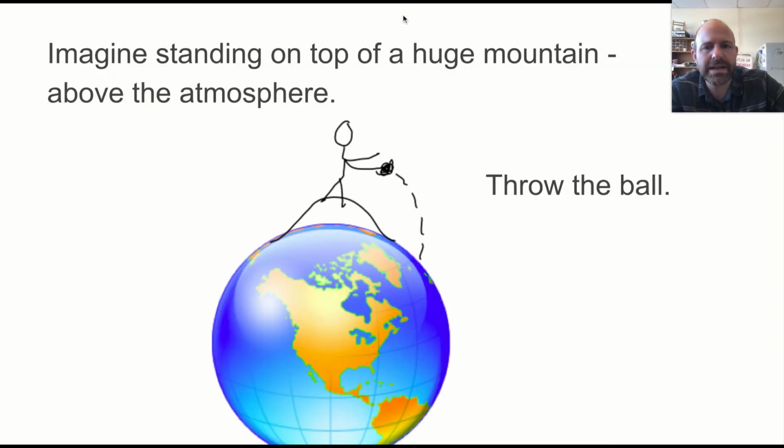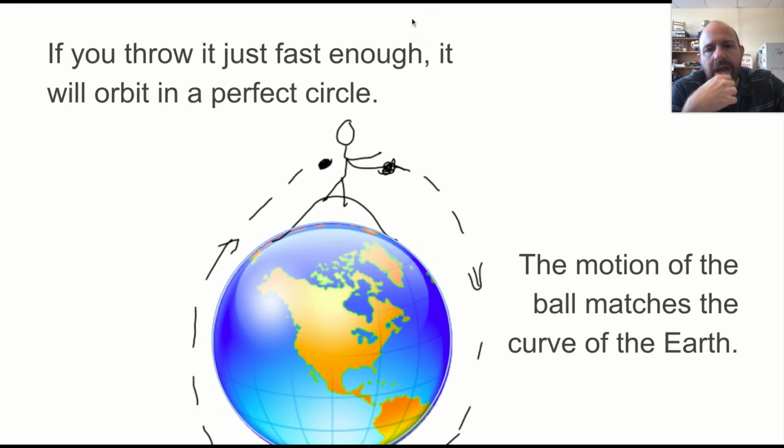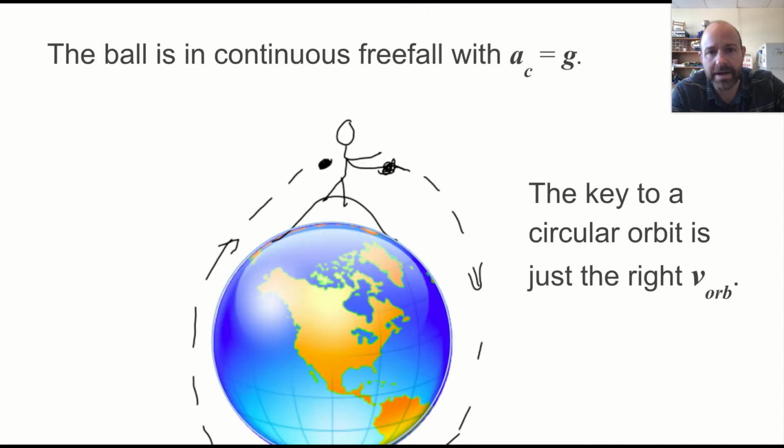But if you imagine standing on the top of a huge mountain above the atmosphere, but still connected to the Earth, and you throw the ball, right? The Earth curves away beneath it. So as you throw it, doubling the speed doesn't double the distance. It more than doubles it because the Earth is falling away underneath it. And if you throw it at just the right speed, fast enough, it will go around and come back and form a perfect circle around the Earth, right? The ball is in continuous free fall with acceleration due to gravity being the centripetal acceleration. And there is a particular orbital speed where that centripetal acceleration would work and we get a nice circular orbit.